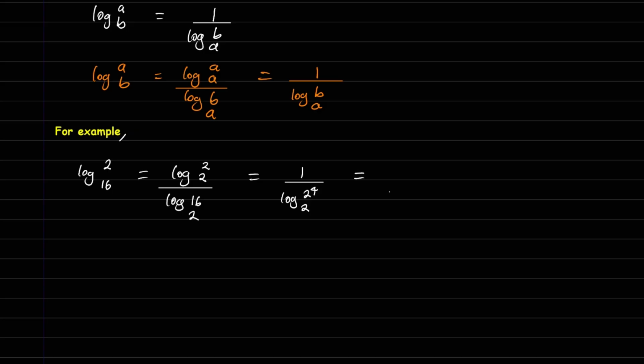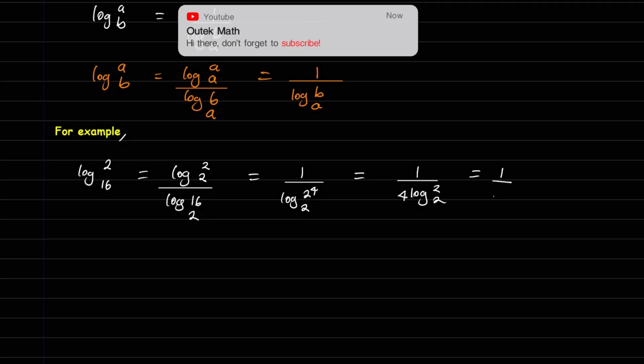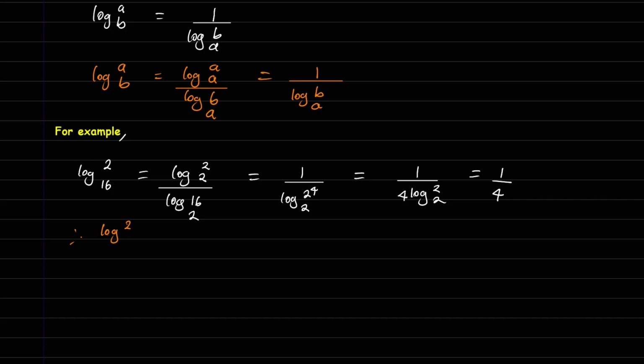And this will equal 1 divided by, from the power rule, 4 becomes the coefficient of the denominator. So we will have 4 log of 2 base 2. And from the identity rule, log of 2 base 2 equals 1. So we will have 1 out of 4. Therefore, log of 2 base 16 equals a quarter.